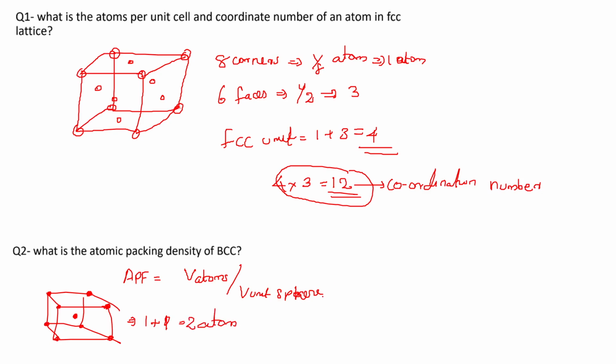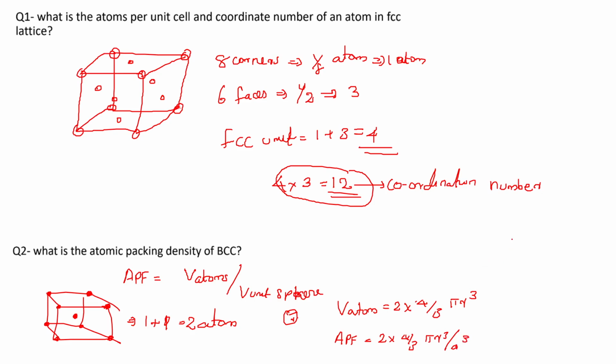Okay, if each atom has radius r, then the total volume of the atoms will be 2 into 4 by 3 pi r cube. That is the volume of the atoms. Now the volume of the cube: the side is A, so the total volume of the cube will be A cube. Then the APF, the atomic packing fraction, will be 2 into 4 by 3 pi r cube divided by A cube.